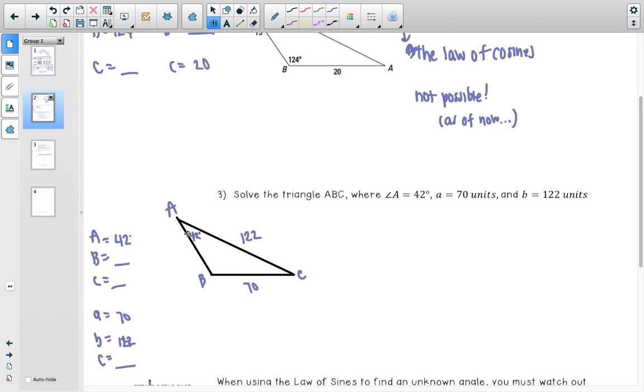You can't take 180 minus 42 divided by 2. It doesn't work that way. We don't know if it's an isosceles triangle. So we can't find these out unless we have 2 of the 3 angles, okay? But we do have a side and angle duo.